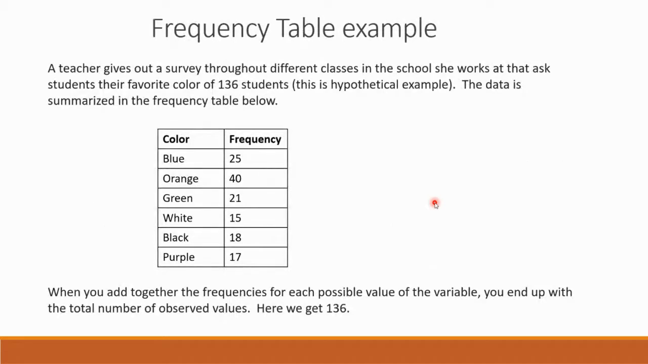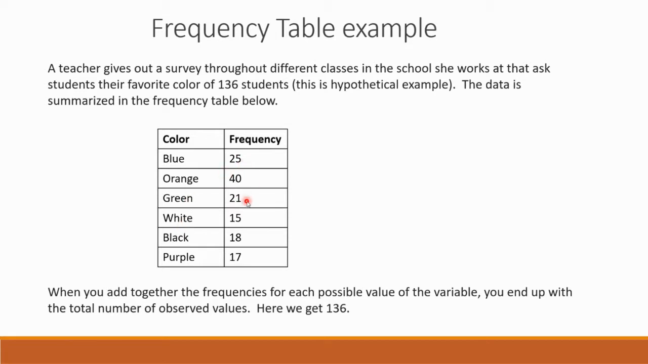So one example with the favorite color idea: a teacher could give out a survey to different classes in the school that she works at. She ends up asking 136 students what their favorite color is, and this is the data they got. So blue, orange, green, all that stuff. This is qualitative data, notice, because the colors alone, you can't do arithmetic calculations with.